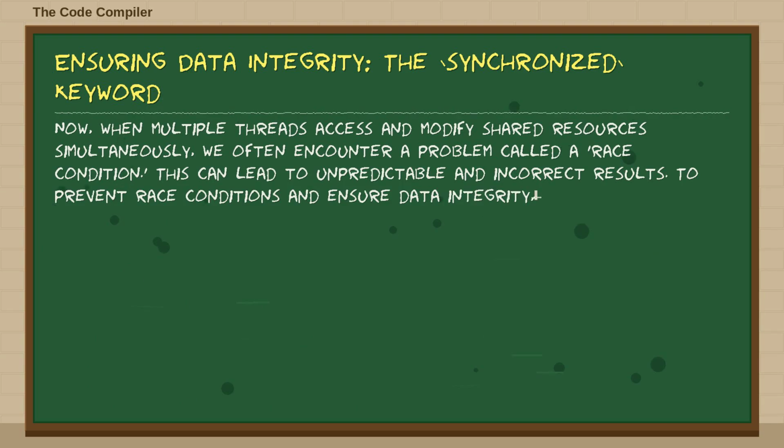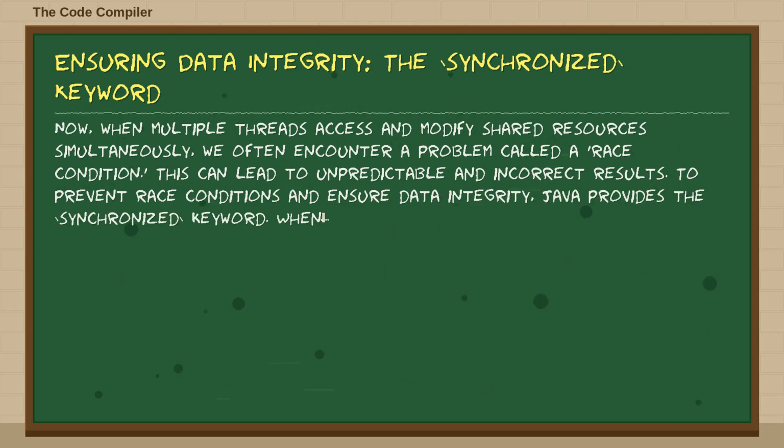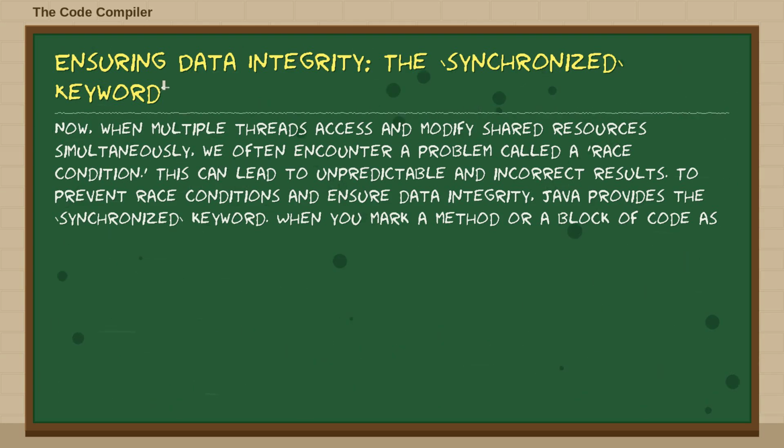To prevent race conditions and ensure data integrity, Java provides the synchronized keyword. When you mark a method or a block of code as synchronized, only one thread can execute that code at any given time for a particular object. It uses an intrinsic lock, also known as a monitor lock. When a thread enters a synchronized method or block, it acquires the lock. When it exits, it releases the lock.